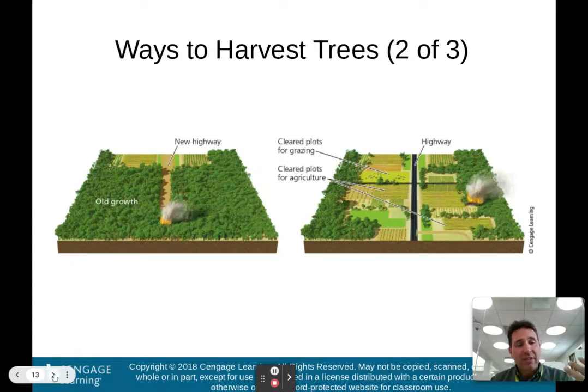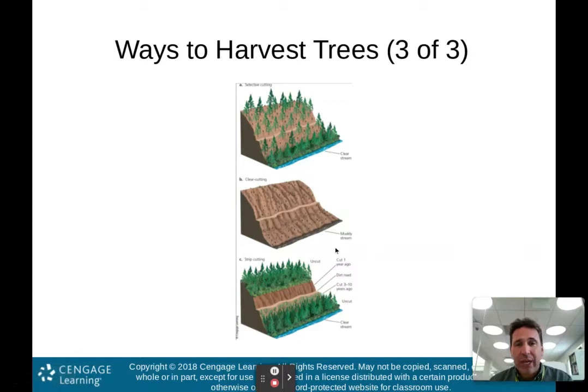So again, this is how we harvest trees right now, and again, we maybe need to kind of change this. So again, here is your selective cutting, where you just selectively cut trees down. Here's clear cutting, all right, where you take everything, and then here is your strip cutting, all right? You see this is cut about a year ago. These trees are starting to grow in, etc., etc.